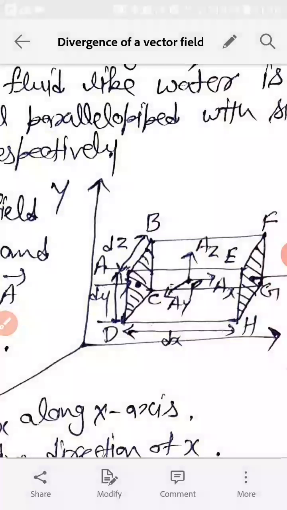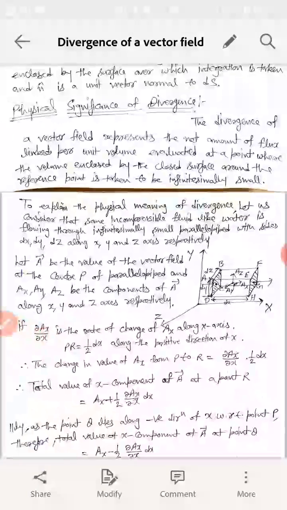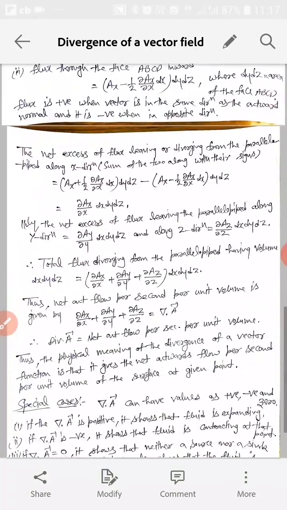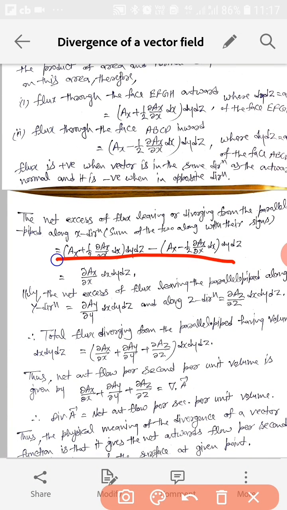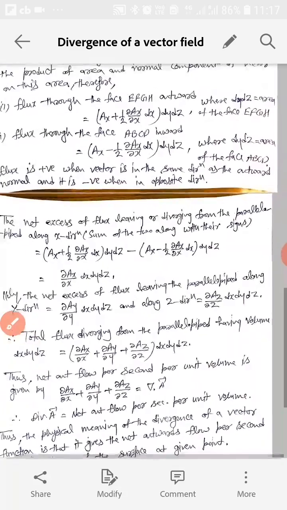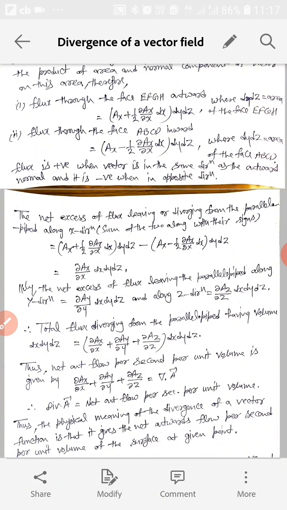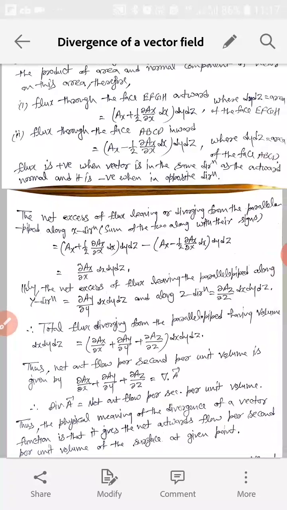So if we calculate the net flux leaving or diverging from the parallelepiped along the x direction only, the net amount of flux which is diverging along the x axis will be the sum of these two: the flux passing through the surface EFGH and the flux which is coming towards the face ABCD. So the net flux will be the sum of these two.